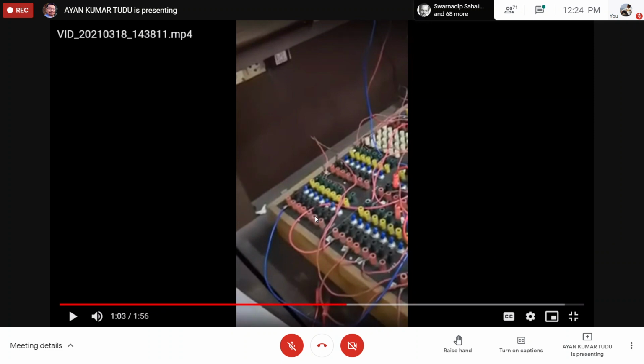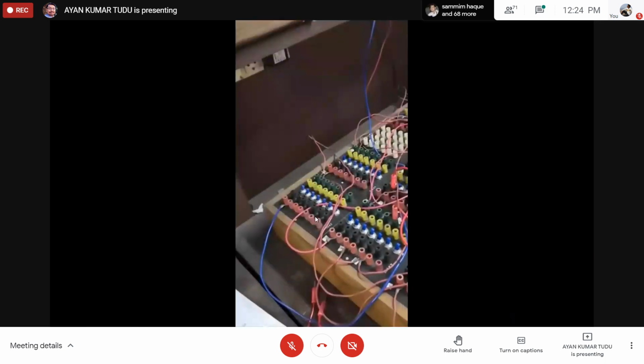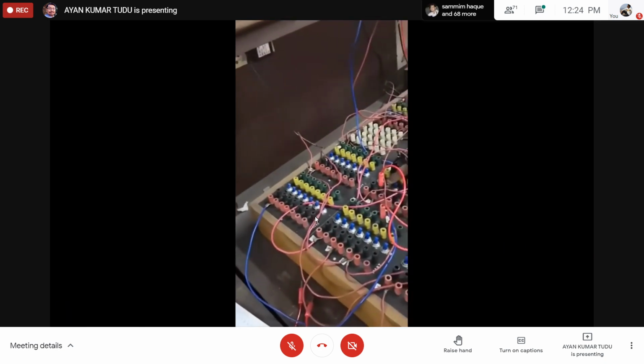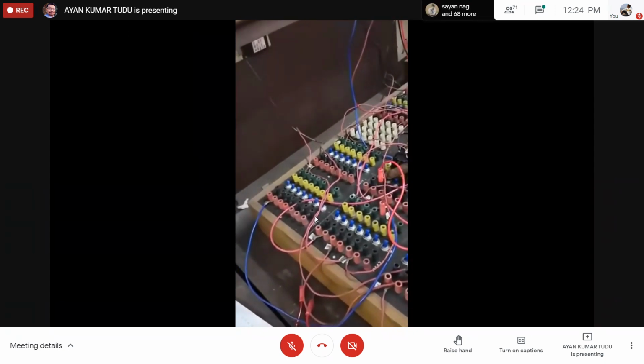Okay, I just want to clarify one thing. That is not the multimeter, that is an ammeter only. Okay, let us continue. We will be continuing with IDE.